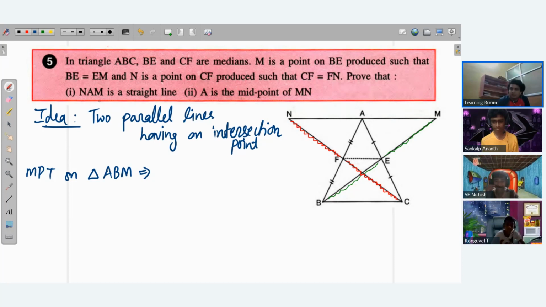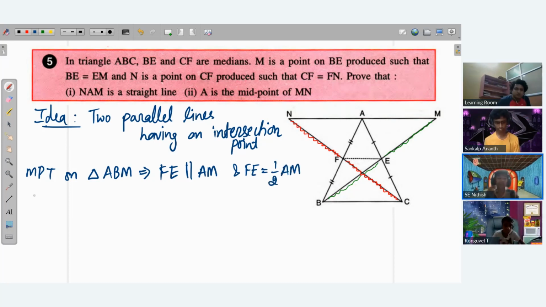F and E are midpoints. It tells me that FE is parallel to AM, BC. And in fact, FE is equal to half of AM, right? Oh, midpoint theorem. Is it the same for these kinds of midpoint theorem triangles? On triangle NCA.